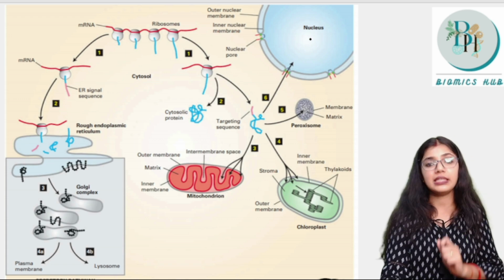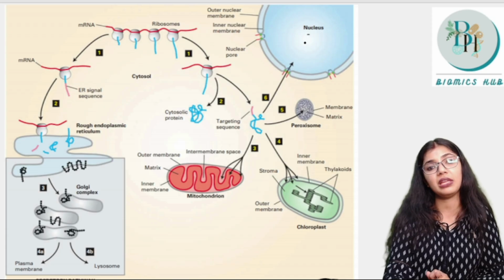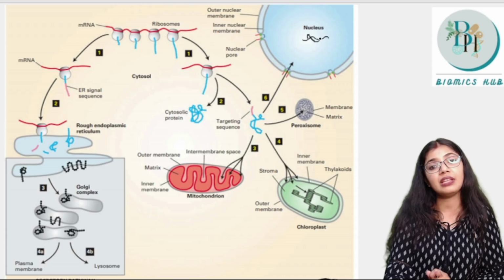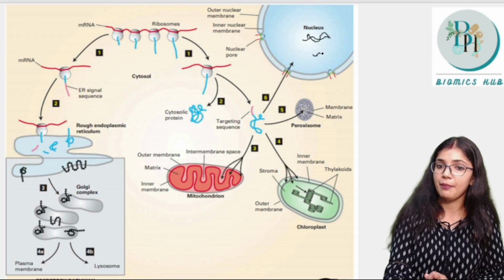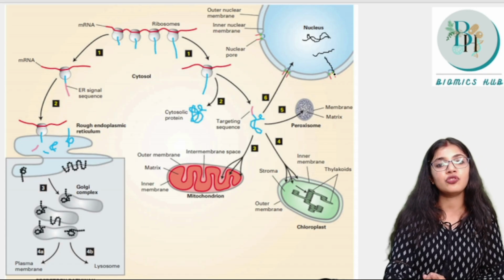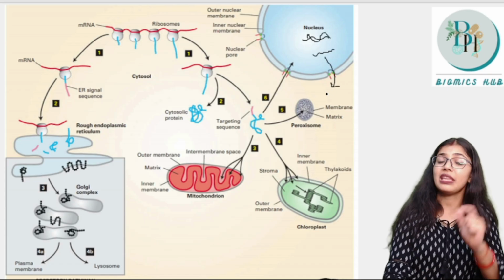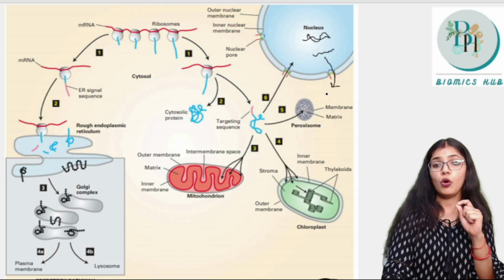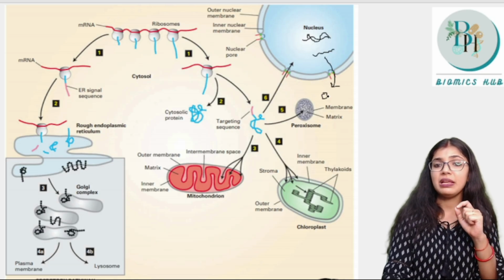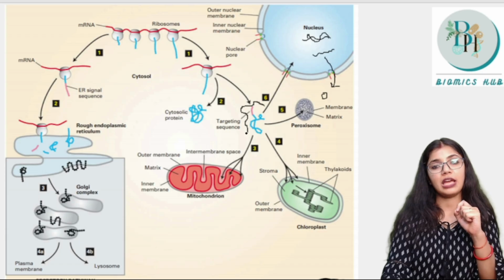So what happens in the cell? In the nucleus, DNA replication as well as transcription take place. Here the mRNA is formed and this mRNA is transported into the cytoplasm where the ribosomes are present. After that, the proteins are synthesized. So here you can see the proteins are being synthesized.